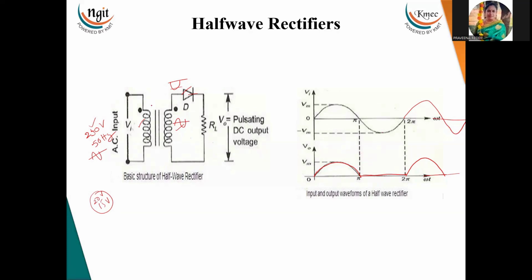Now, a transformer is not essential for the half wave rectifier. Whenever we need a low voltage at the output, we need this transformer. Otherwise, this AC signal can also be connected directly to the diode. It will rectify this 230 volts directly and give the output. But at that time, the voltage VM is 230 into root 2. This is the voltage we get at the output. So if we want a low voltage at the output, we need to use the step down transformer.